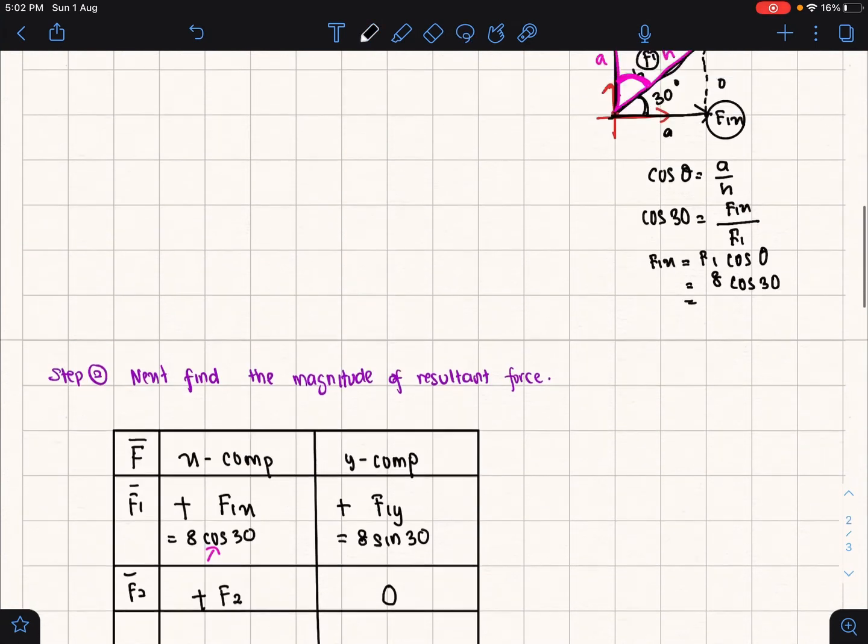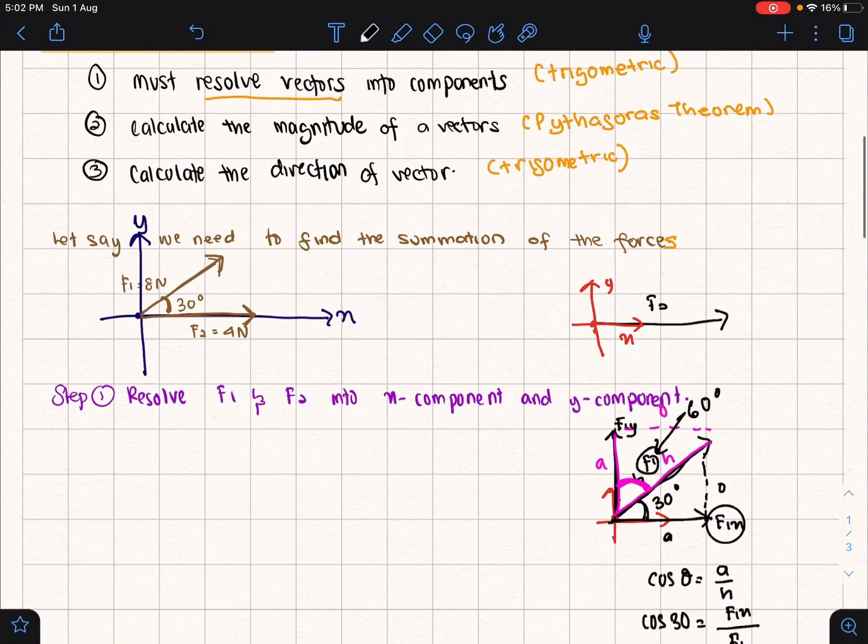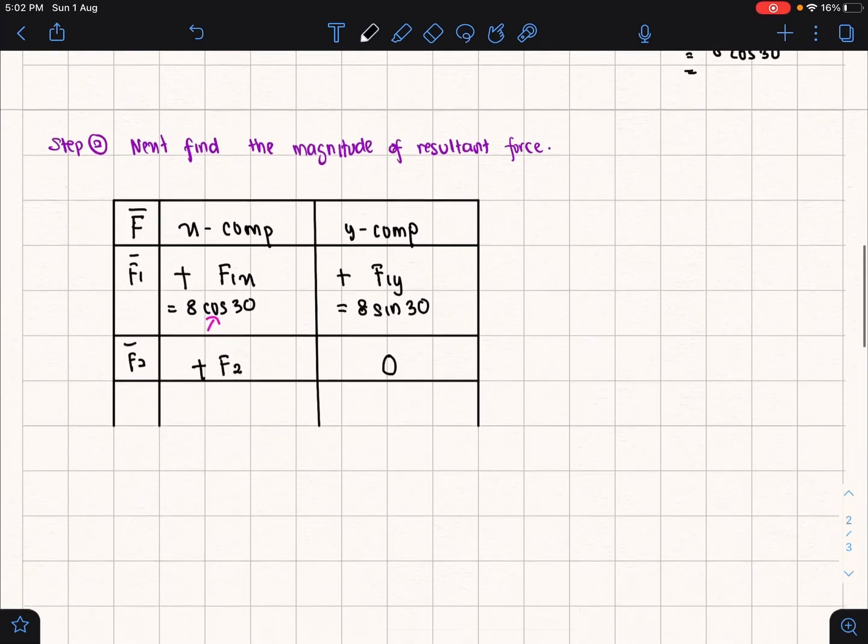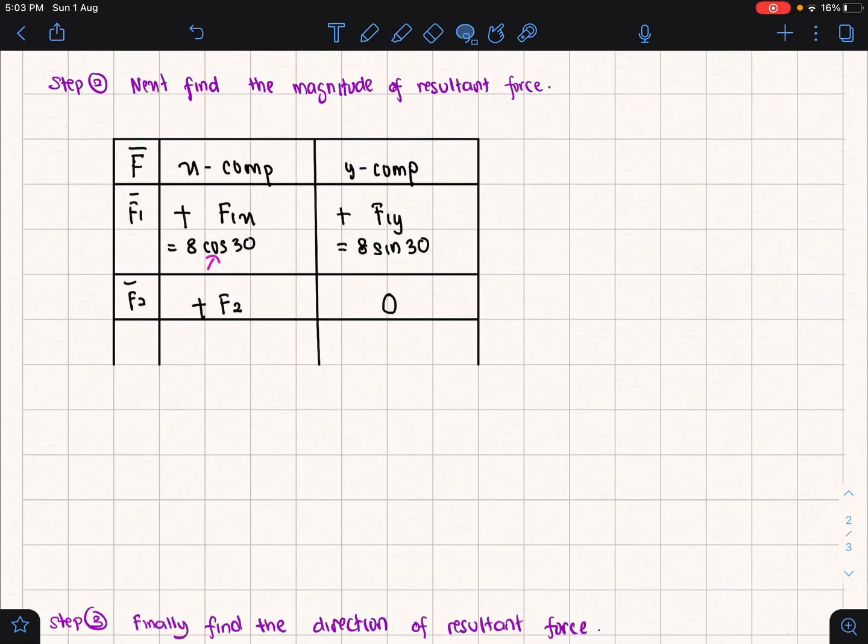Alright, so next is to find the magnitude of the resultant force. Ini step kedua kita. Kita nak cari magnitude of the vector, iaitu yang resultant punya. So next adalah kita nak find the magnitude of the resultant force. Maksudnya kita nak cari F net ni. Okay, tapi dari segi magnitude saja. Maksudnya kita nak cari nilai F net berapa.